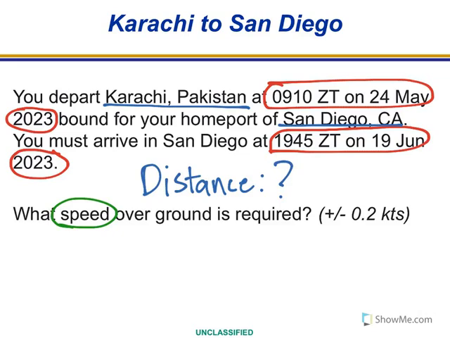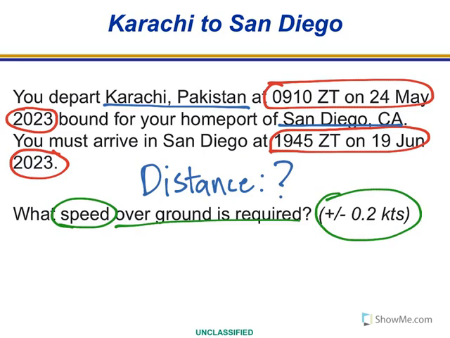Maybe we have 19 knots ordered on our ship. That doesn't mean we're going to be making 19 knots over ground. We need to determine the speed over ground now so that when we're underway, we order the right speed to make this speed over ground. And as always, for speed required problems, our tolerance is plus or minus 0.2 knots.